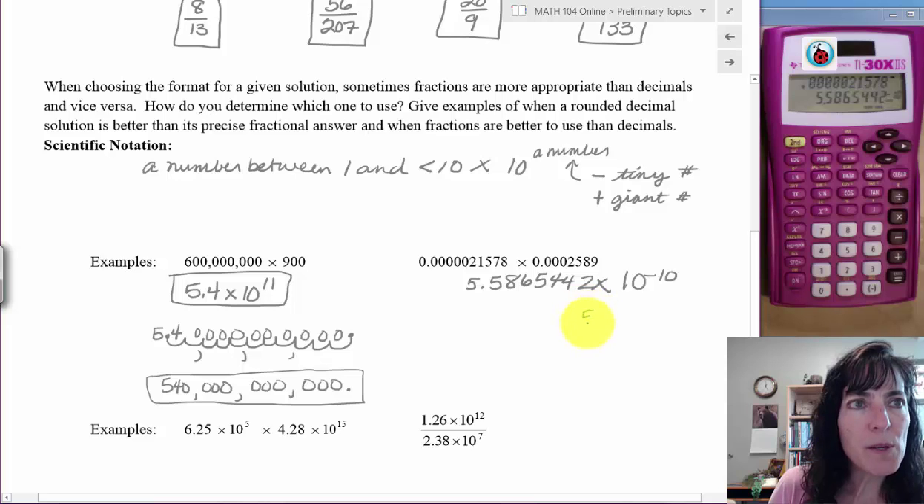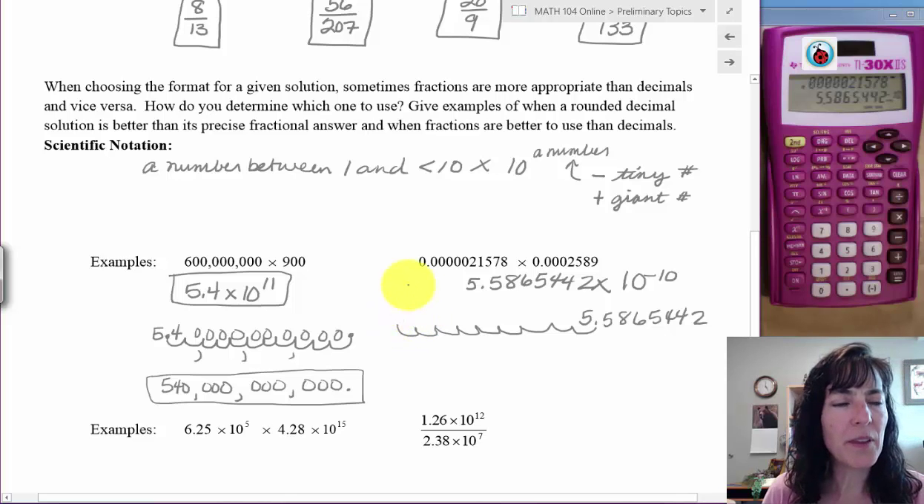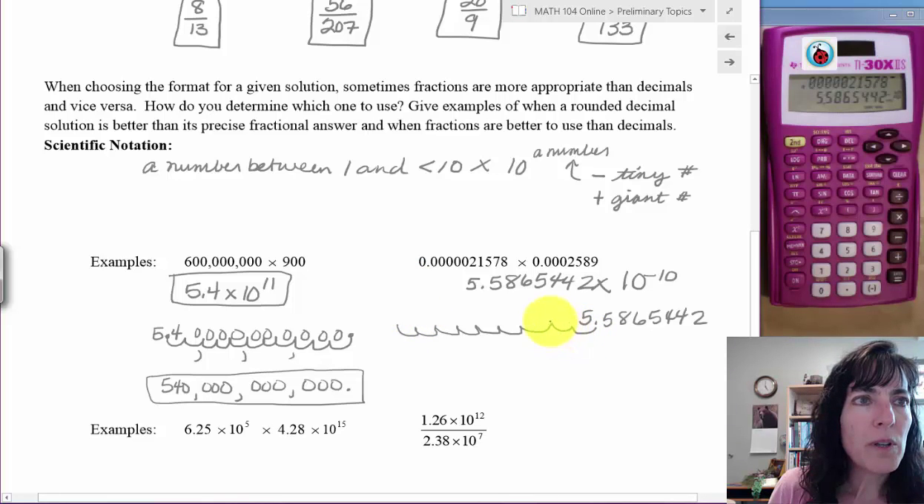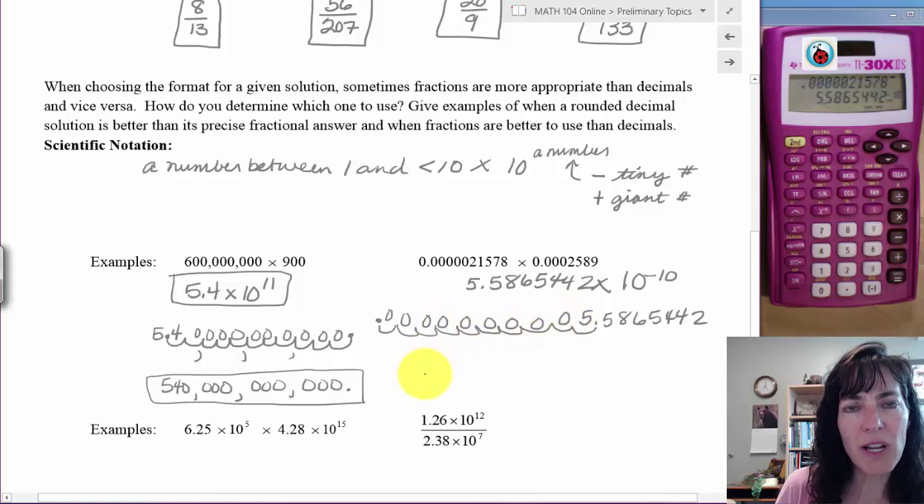So I'll leave some space to the left. So 5.5865442, and I'm going to need to go 10 spaces. 1, 2, 3, 4, 5, 6, 7, 8, 9, 10. Put my decimal there. Then 0, 0, 0, 0, 0, 0, 0, 0, 0. So I should have 9 zeros.